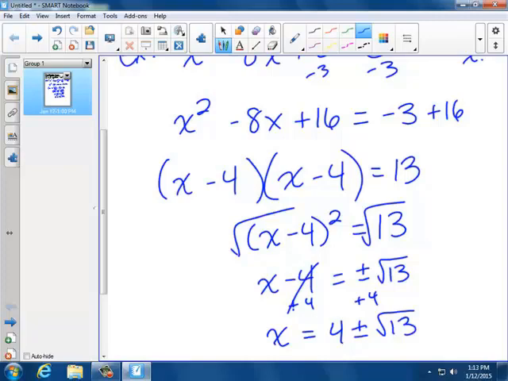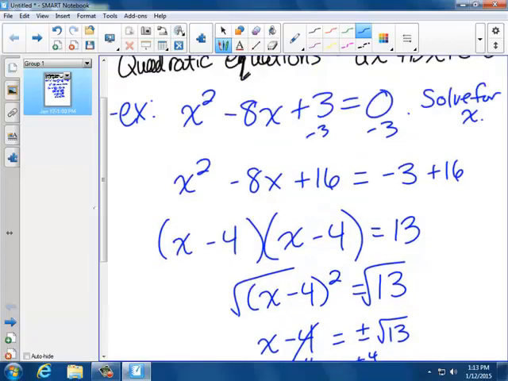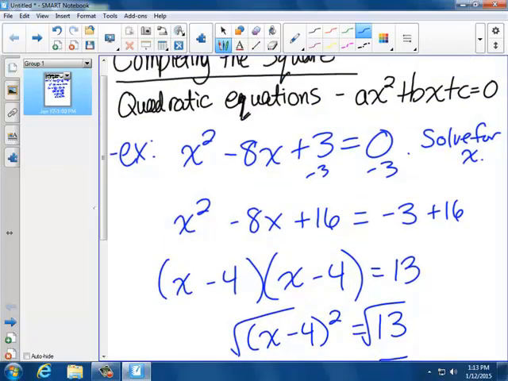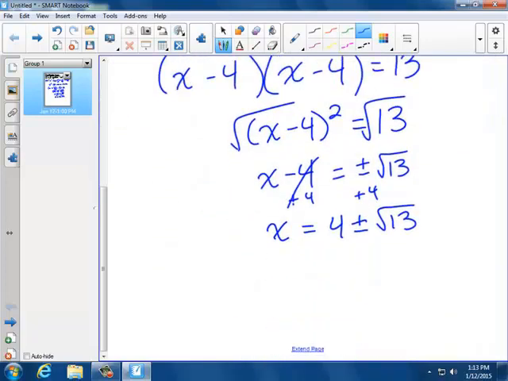I could go back and plug that in to check it. If you did want to do that, I would do the decimal approximation. Remember, this is two answers: 4 plus square root of 13, and 4 minus square root of 13. You could get the decimal approximations and plug them in that way. That would probably be the easiest way to check it.